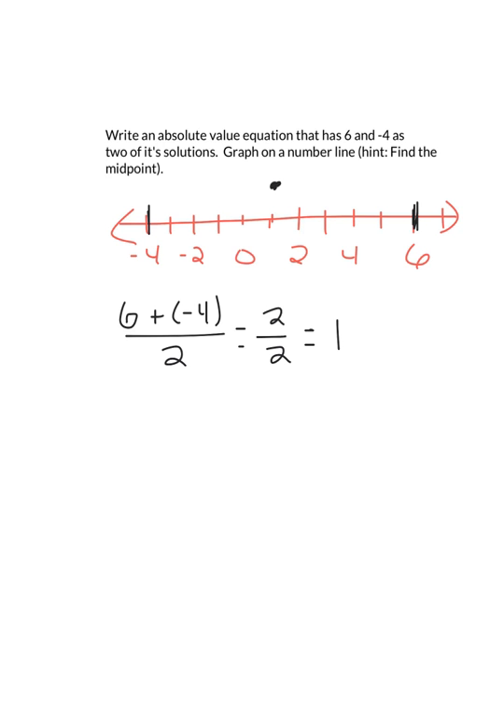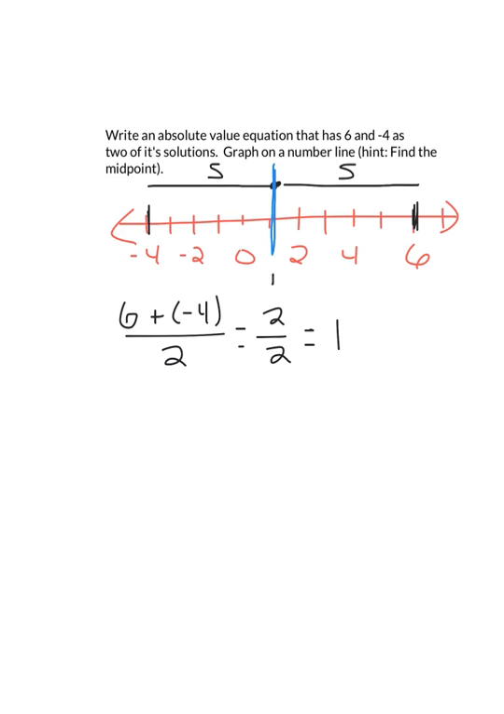Okay, that's my midpoint. Well, how far is 6 from 1? Well, this is 5 away. How far is -4 from 1? It's also 5 away. All right, remember, absolute value is positive. The problem here is we're not at 0. We're at the 1 here. Again, this is 1. We should be at 0.